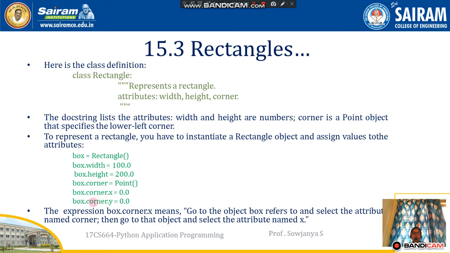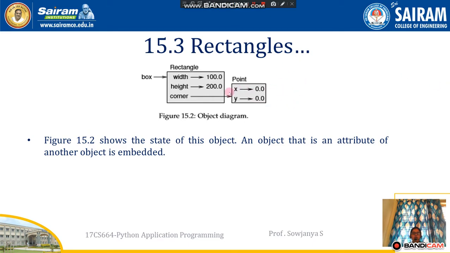So what does this do? The expression this box dot corner dot x means it will go to the object box that it refers to, and then select the attribute corner, and then inside that corner we have another attribute x, and this x will be collected and then it prints the particular value. So now this is how you can represent the same in the object diagram.